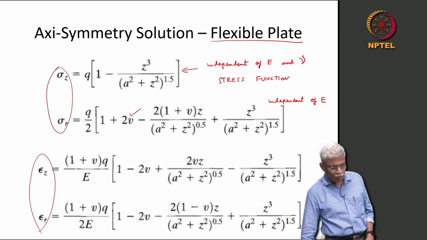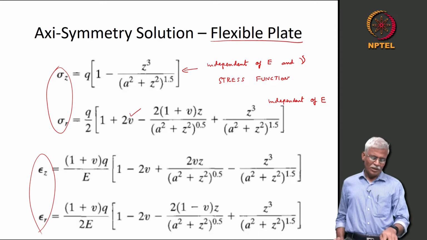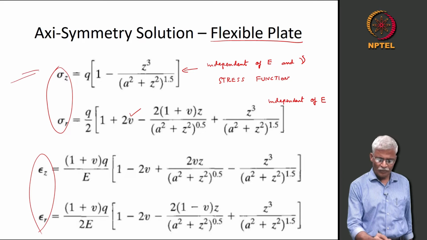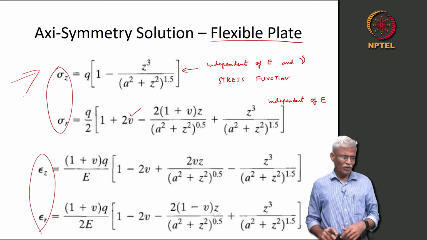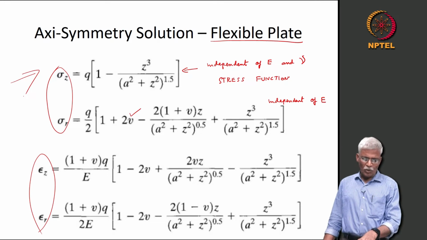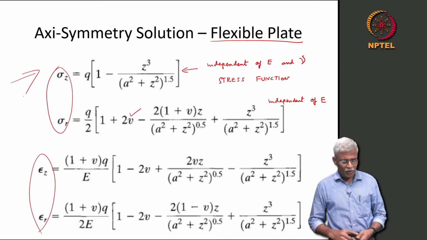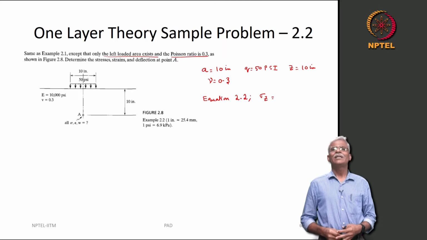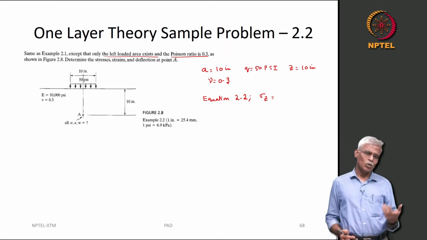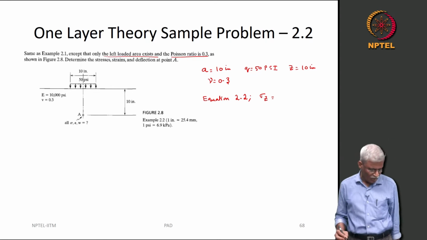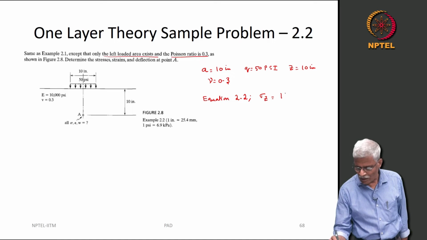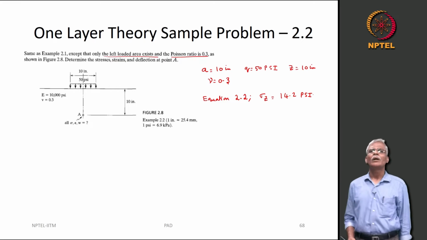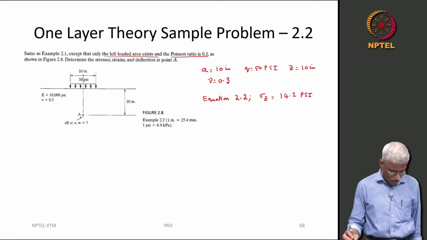If you use equation 2.2, you will get this, and to give you a flavor of what equation 2.2 is, you can see this first one. This is what you need to find out. You know what Q is, you know what z is, you know what a is, so you can find out what it is. Anyway, sigma z is independent of E and nu, so you are not really going to have any problem. You are going to get something like 14.2 psi.